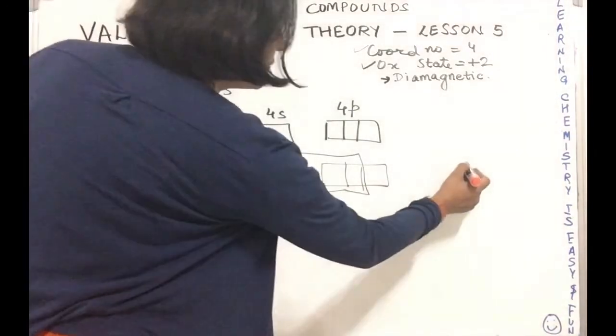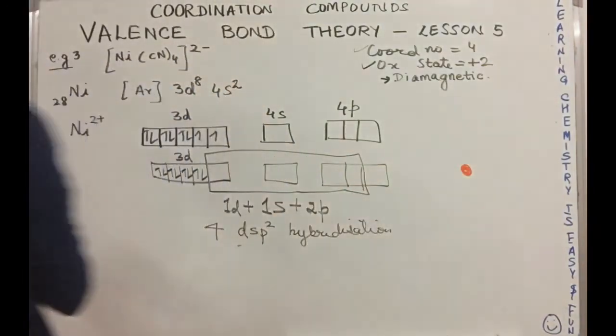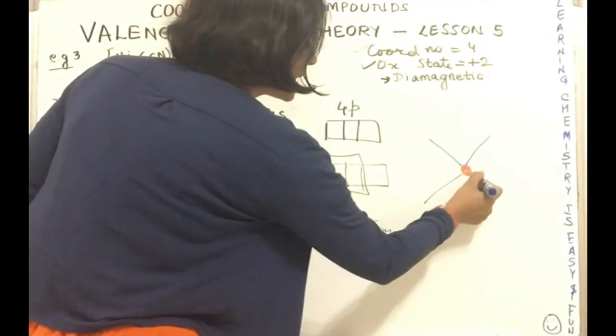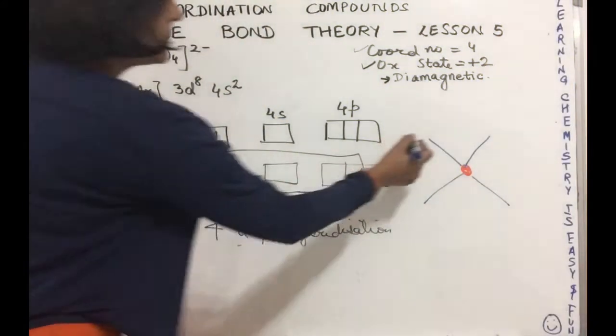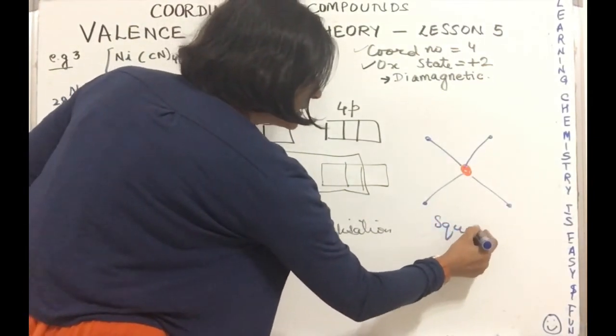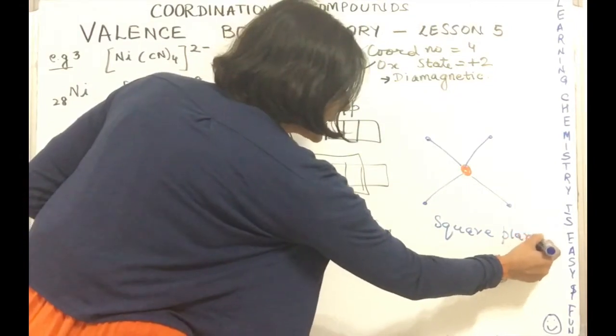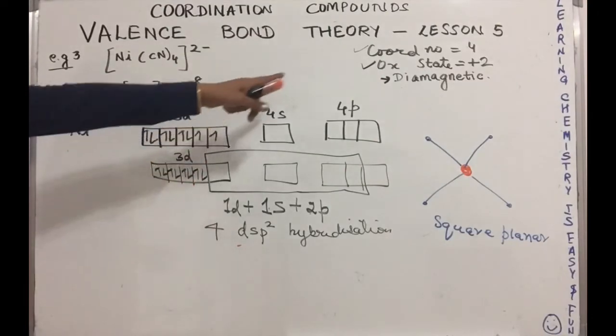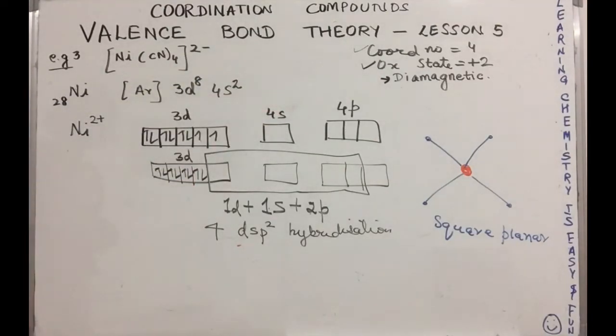Ni(CN)4 2-. So we have nickel in the middle and we have CN, CN, CN and CN. Square planar geometry. And this is confirmed by experimental measurements. This also justifies why this compound is diamagnetic. Again, we see valence bond theory is able to explain, okay? It is trying to justify the experimentally observed values.